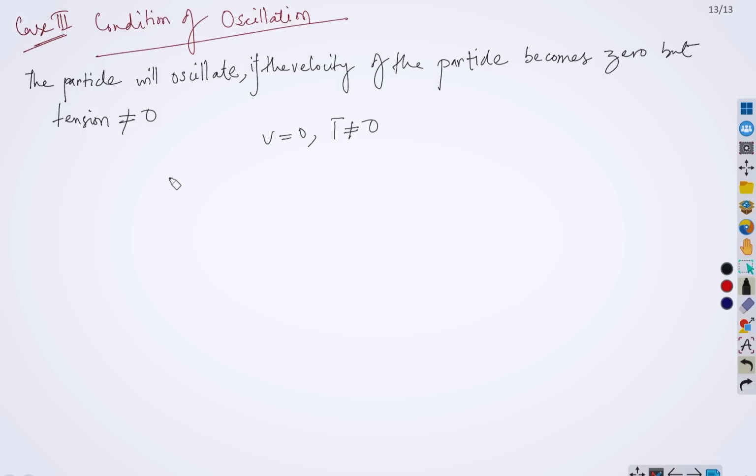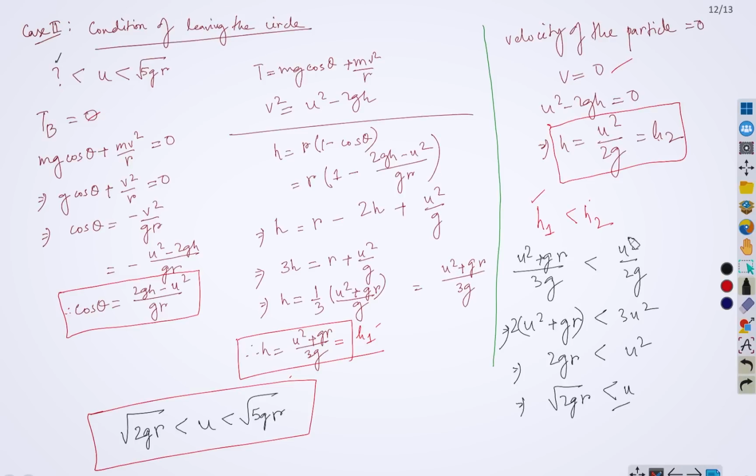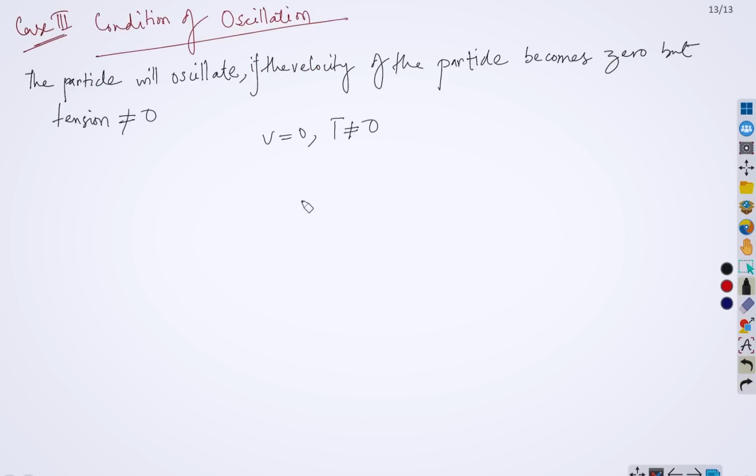So when is it possible? See here what we have done. In this case, the tension is becoming 0. Following that, velocity is becoming 0 after a certain period of time. But right now, the velocity is 0, but tension is not 0. So these situations will occur only when the inequality sign gets inverted, right? That is, h1 greater than h2. Yes? What is h1?